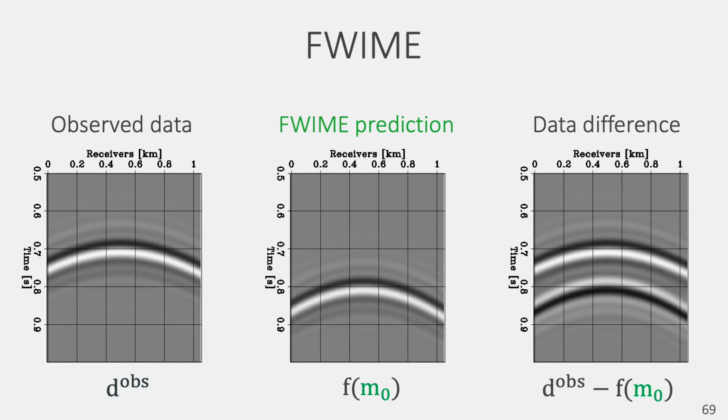And here I'm going to show you a sequence of 7 slides. Each slide will display the observed data on the left, the predicted data in the middle, and the data difference on the right at a given FWME iteration. Indeed, we want the middle panel to resemble the left panel as closely as possible, and the right panel to vanish. Also, note that all panels are displayed with the same grayscale.